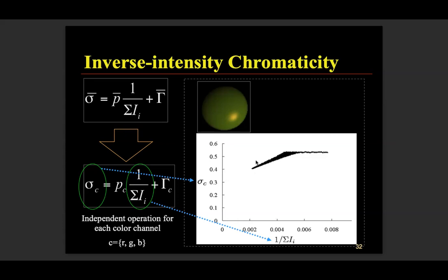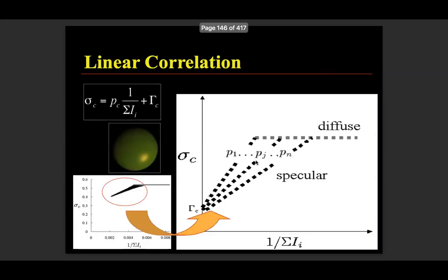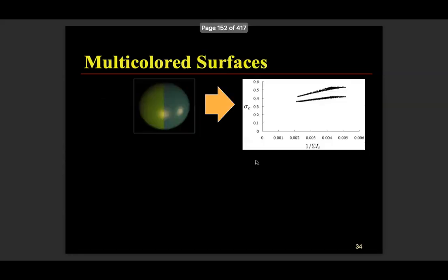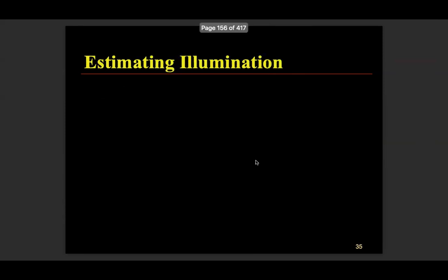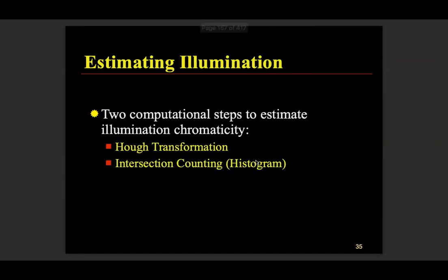We know that all the lines will have the same gamma value on the y-axis. Now the problem is how we can find this gamma value, because we do not know the lines. We do not know which pixels have the same P, or P1, PJ, or PN here. The idea is that for multiple surfaces of the same color they all form lines, and because we only have one surface color, we only have one gamma value on the y-axis. So how can we solve the problem?